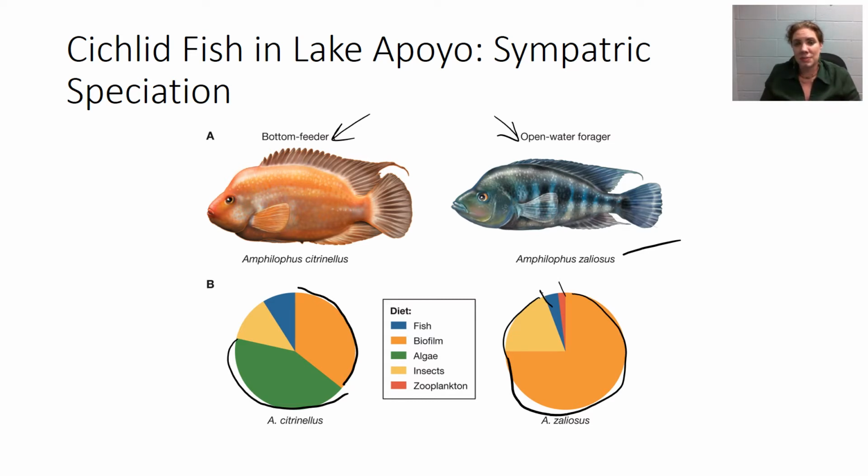So this is thought to be due to competition for resources. You'll notice they both eat biofilm. Bacteria are usually plentiful, but algae isn't necessarily. So the citronellus get those. The insects seem to be primarily caught by the zaliosus. Again, insects are more likely to be near the surface. Other fish form parts of both of their diets, but the zooplankton are only a part of the diet for the zaliosus fish. Again, this kind of separation in diet and what they're eating is thought to be what drove them to become genetically different from each other over time. Or at least physically somewhat different, and maybe behaviorally different enough.